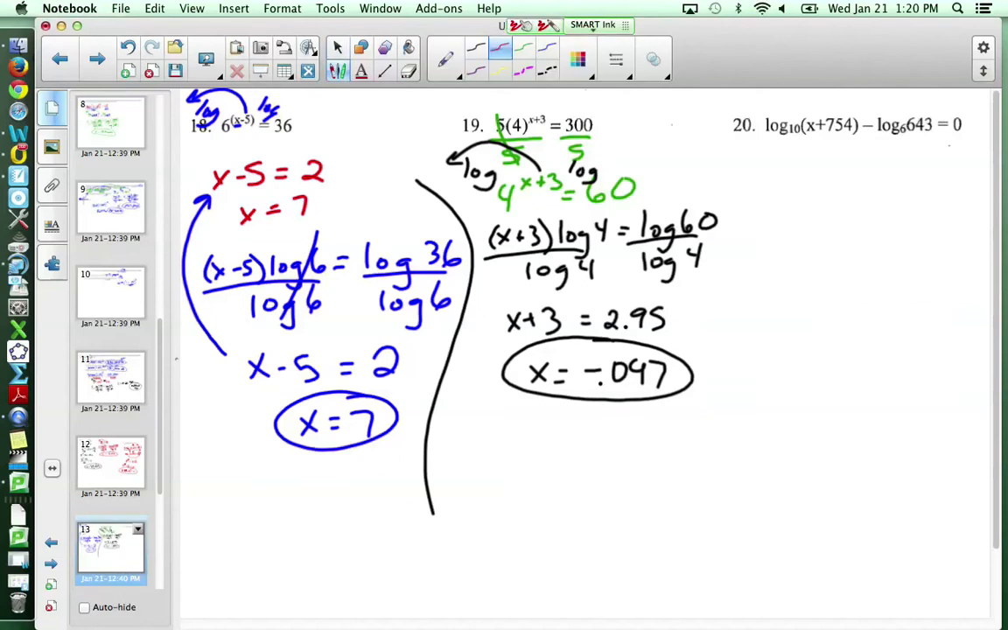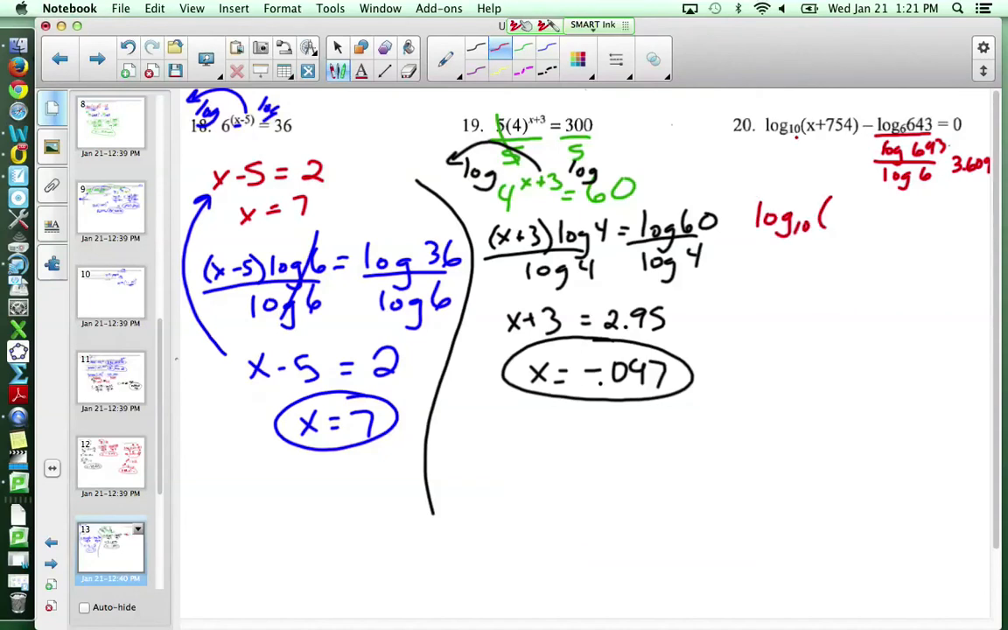Then for the last solving one, number 20, it looks really hard because there's 2 different logarithms in it. One's a base 10, one's a base 6. However, the log base 6 of 643 is a number. 6 to some power equals 643. What is that power? If you type this into your calculator, log of 643 divided by the log of 6, this gives you a number, 3.609.